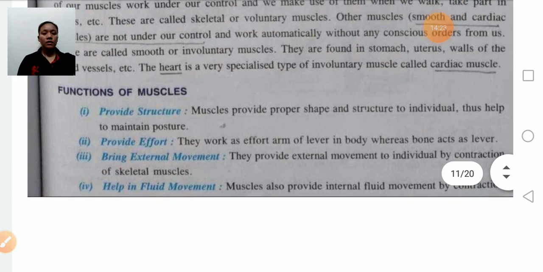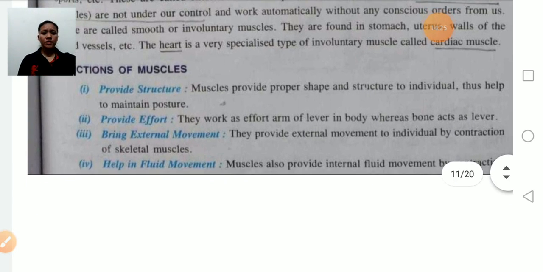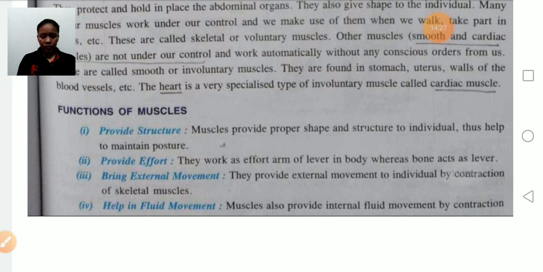Functions. What are the functions of muscle? The first is to provide structure. Just like bones, muscles provide proper shape and structure to the individual, and they also help in maintaining posture.